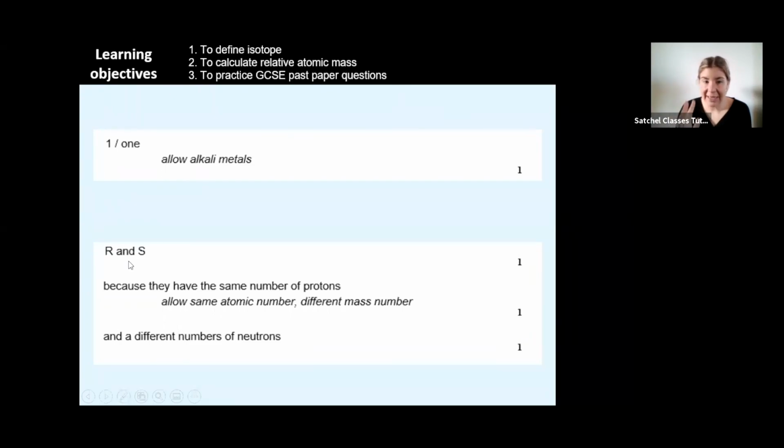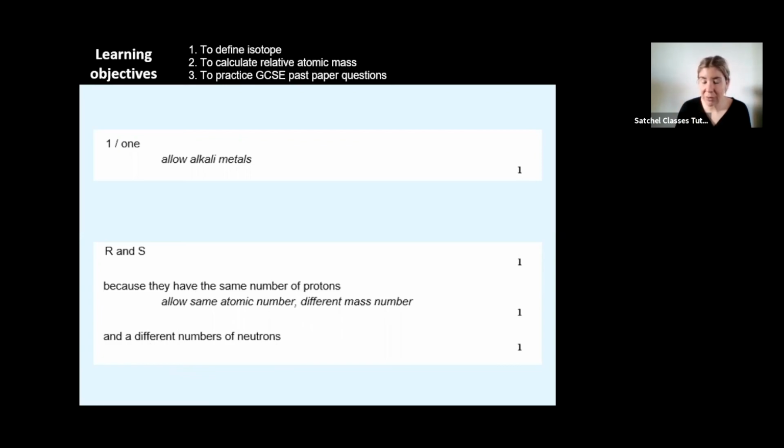Yeah, and again, it's just kind of following the same pattern as before. You need to basically learn the definition for isotopes. So because they have the same number of protons, i.e. they both have 3 protons, and they have different numbers of neutrons. If you did calculate the number of neutrons of each, that's fine as well, that would get you a mark.